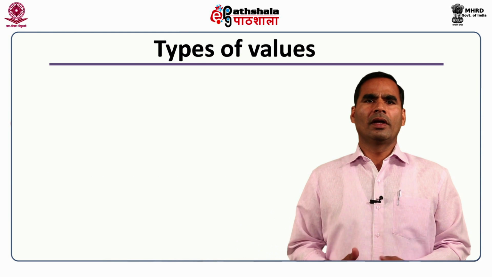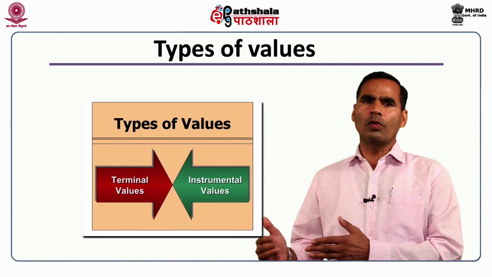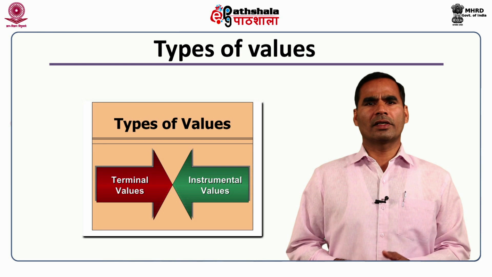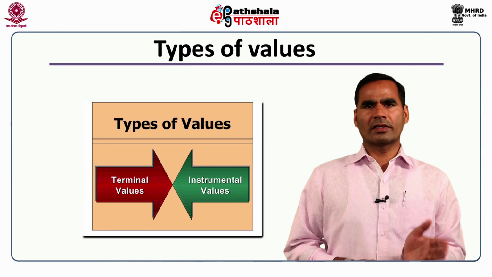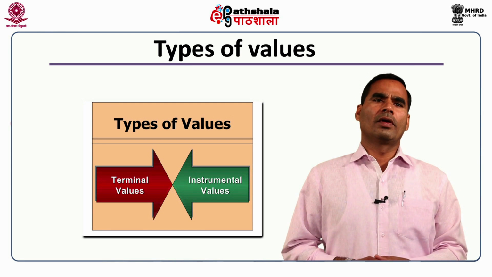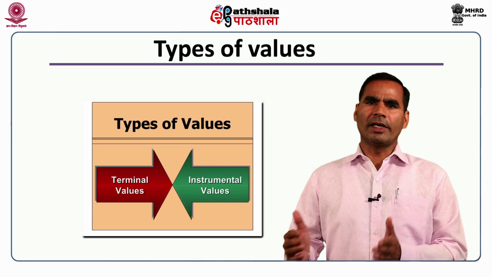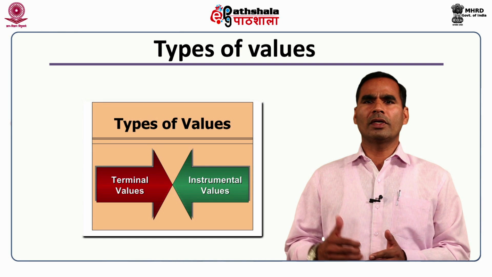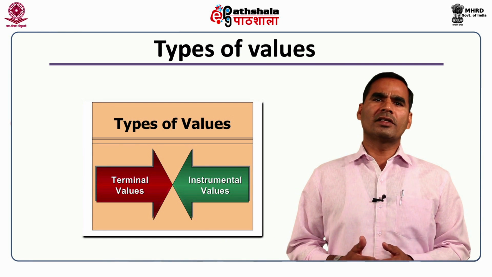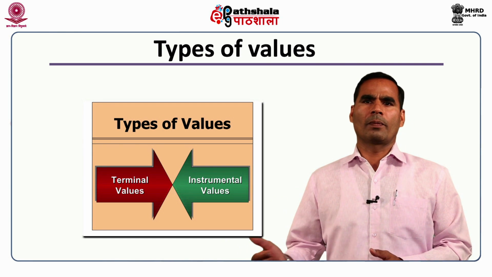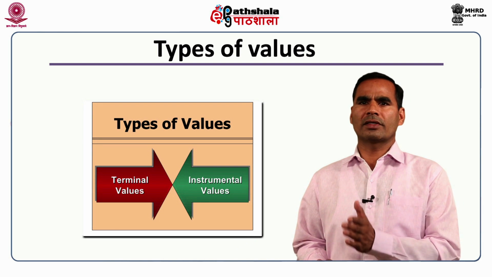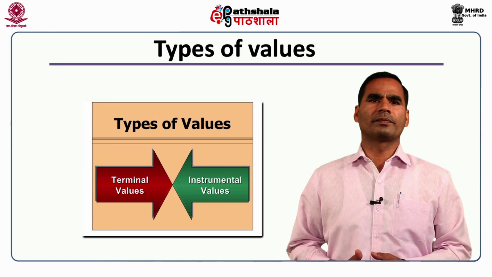Types of values. Values can be divided into two broad categories. One is terminal values, second is instrumental values. Now we will discuss these values in detail. Terminal values lead to ends to be achieved. A terminal value is an ultimate goal in a desired status or outcome. For example, comfortable life, family, security, self-respect and freedom, etc.